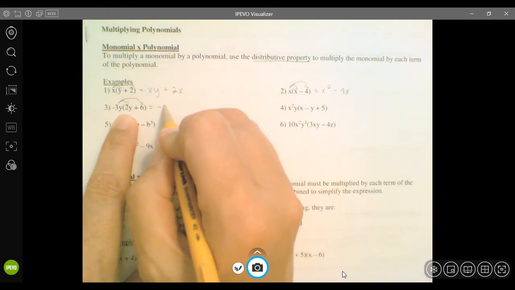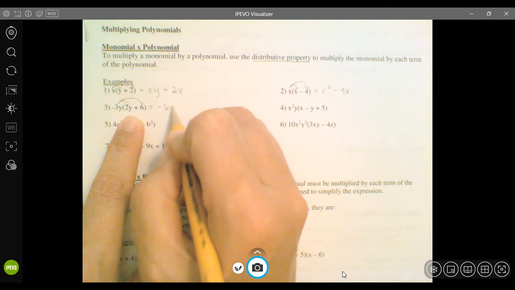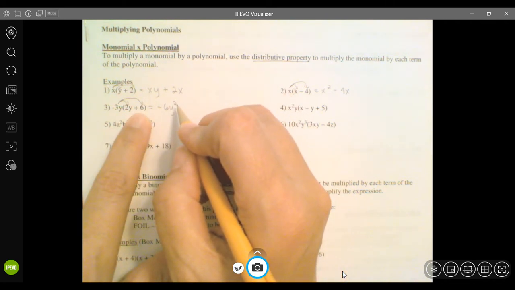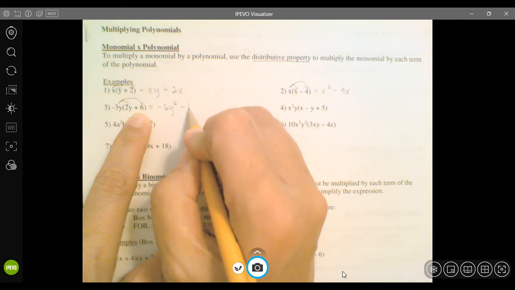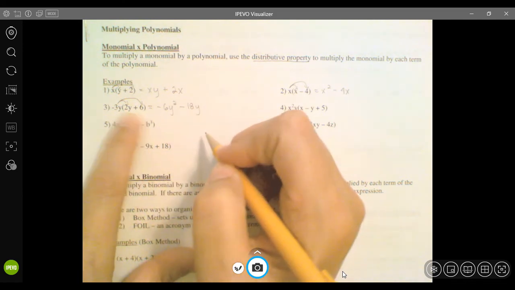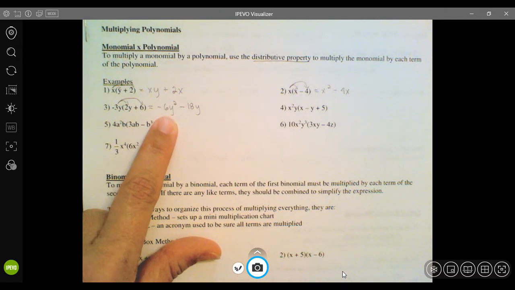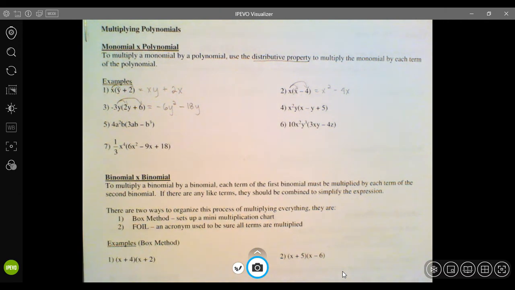Negative 3 times 2 is negative 6. Y times y is y squared. Negative 3y times 6 is negative 18y. Again, it's a negative when it stands alone. Once there's a number in front of it, we think of it as minus.